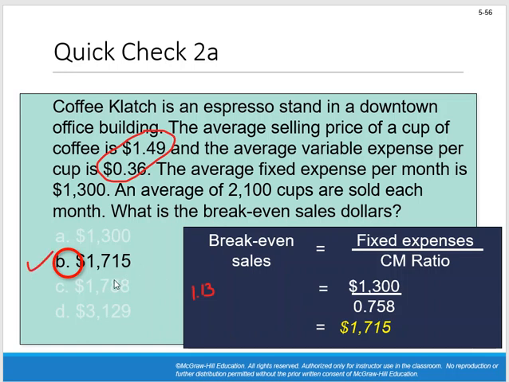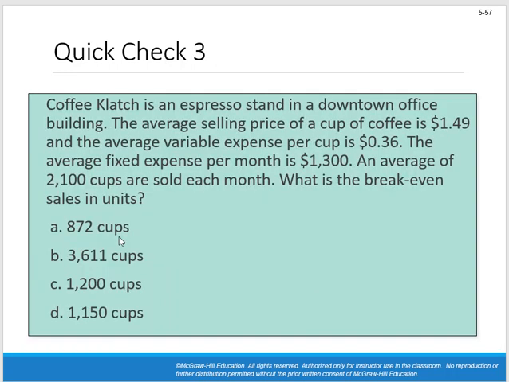That's the closest answer, right? 1714.15. So I can't sell a partial, well, no. So it's still 1,150 units, which of course now I've ruined your next quick check. Now they want to know, what is the break-even sales in units? So you could take the 1715 and divide it by the selling price of $1.49. That's one way to do it.